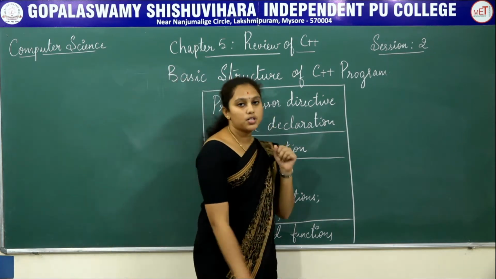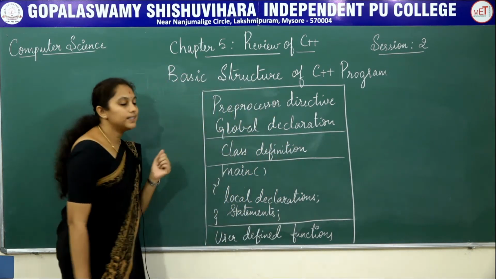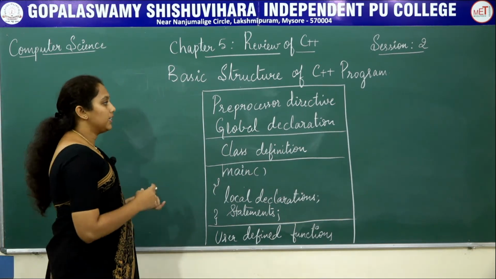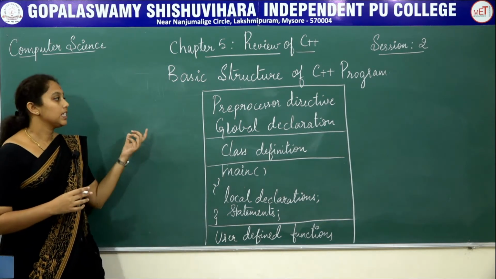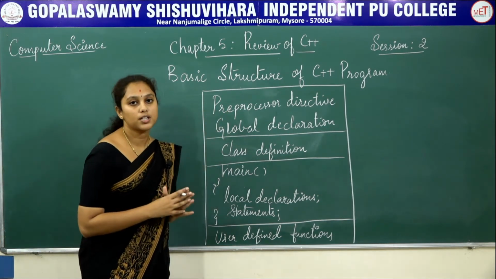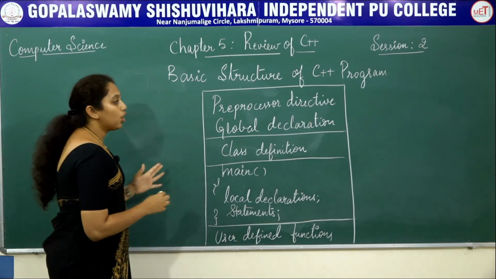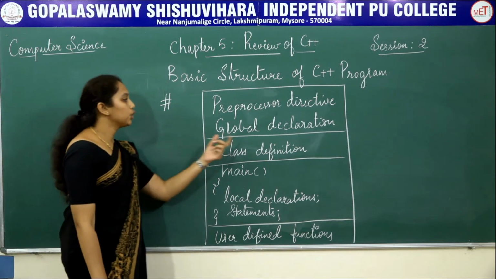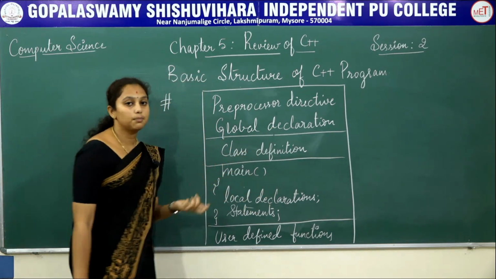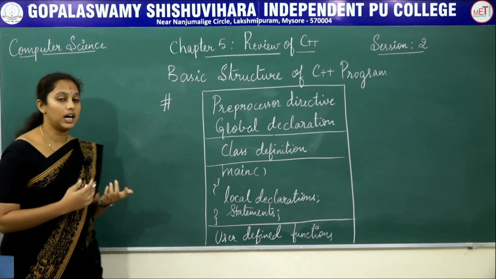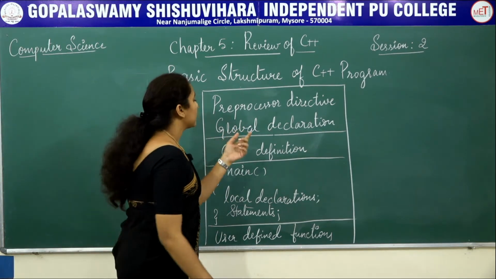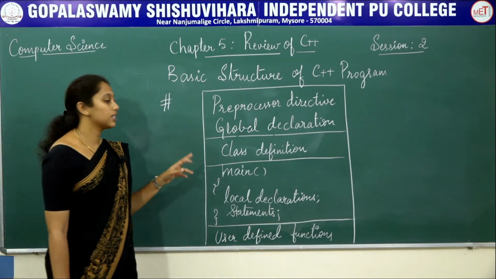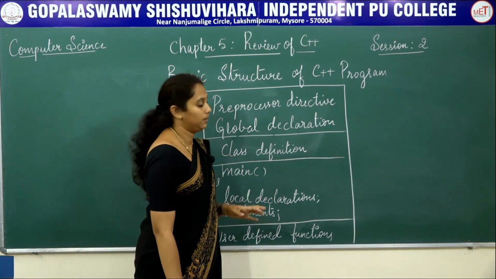So what is a preprocessor directive? Preprocessor directive contains some of the programming elements and files which are used in the C++ source code while processing the program. It always starts with the hash symbol. When it comes to global declaration, some of the variables, arrays and functions are declared so that they can be accessible by all the functions including the main function.